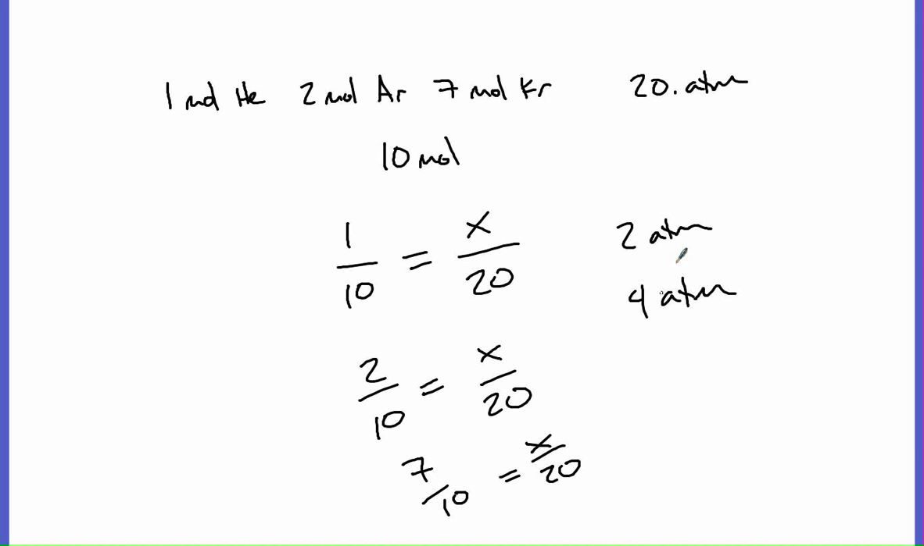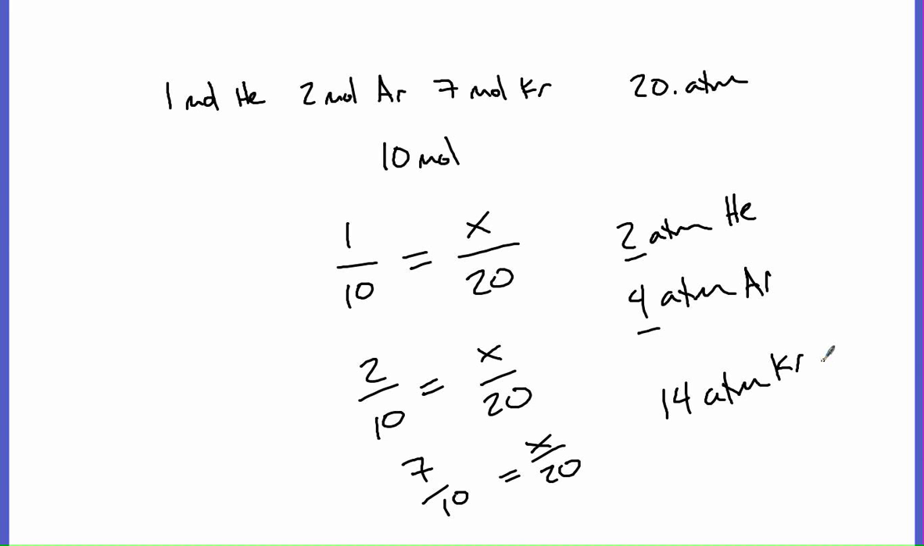This is 6 total, right? 2 plus 4 gives me 6. It's 20 total. I'm pretty sure that I'm going to have 14 atmospheres attributed to that krypton, or this whole thing wouldn't work, right? Again, don't ever forget about the parts adding up to equal the total. That actually makes this law super easy in the long run.